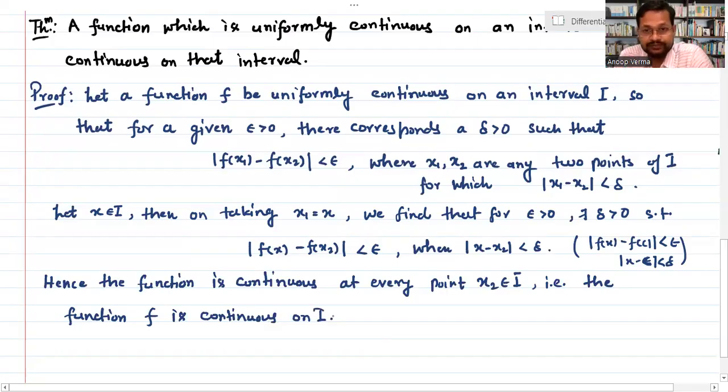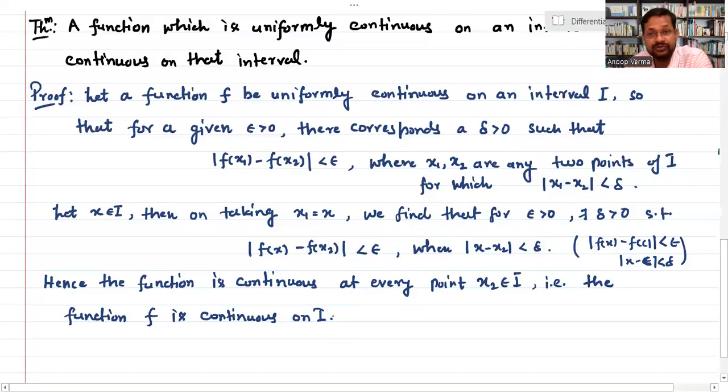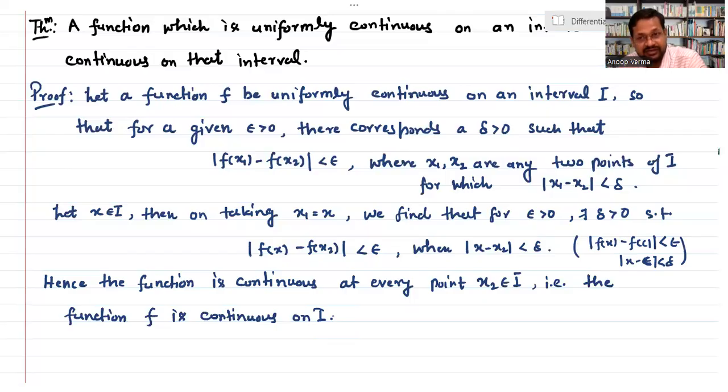So this is simply it: we have proved that a uniformly continuous function will definitely be continuous. But a continuous function is not necessarily uniformly continuous, because for a uniformly continuous function, this delta depends only on epsilon, not on any point.